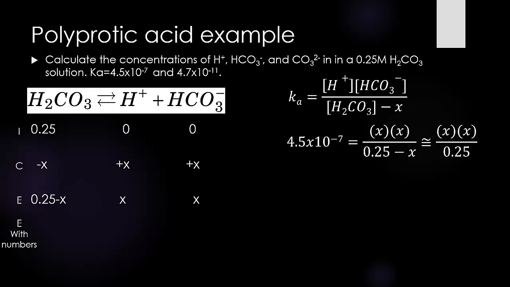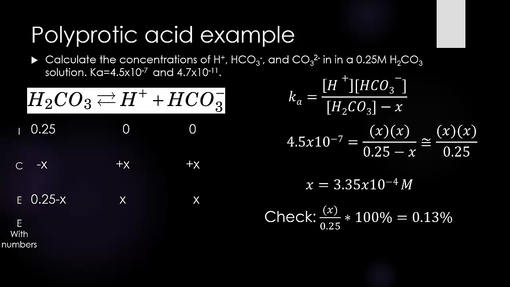Now we need to quickly check that our assumption was valid by taking the X that we solved for and comparing it to the 0.25, or in other words, solving for the percent ionization. We do this and we get 0.13%, well below 5%. So we can continue with our problem. We now have our value of X, so we can solve for our equilibrium values for each species.